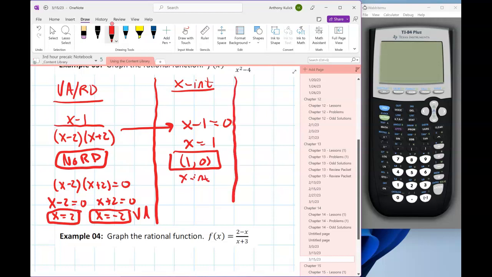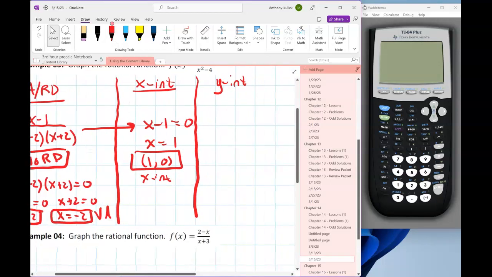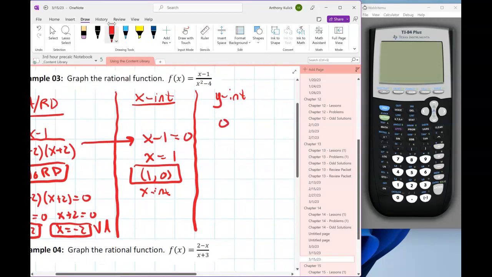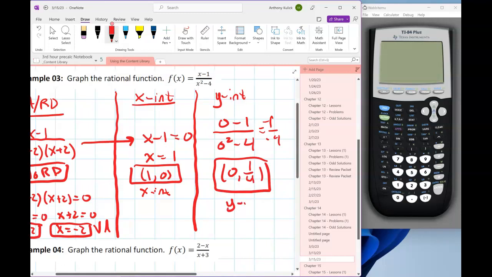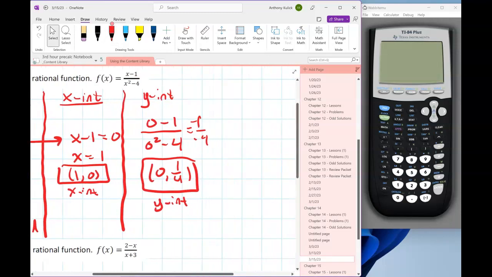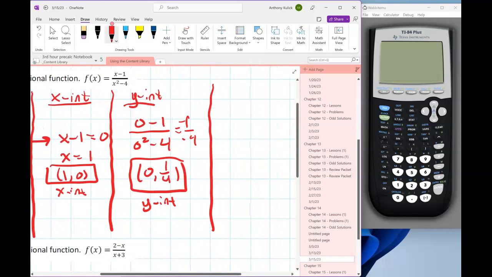That was easy. The y-intercept you want to do next, okay. How do you do that? Good. We just plug 0 in for x. So we get the point (0, 1/4) as our y-intercept. And then the last thing is those horizontal and slant asymptotes. What do we have to do to find those?